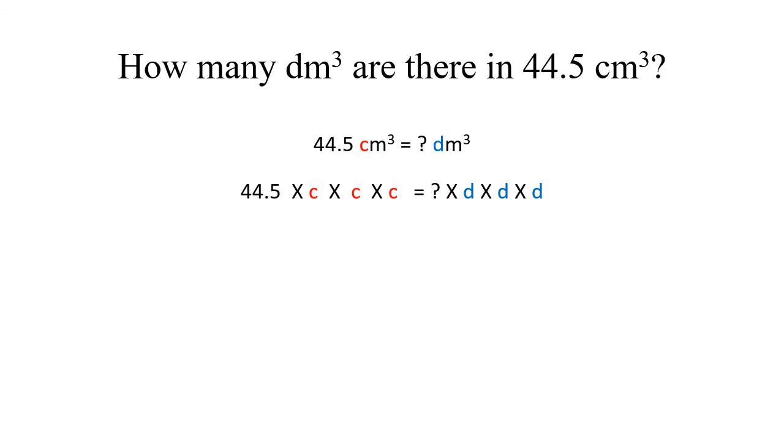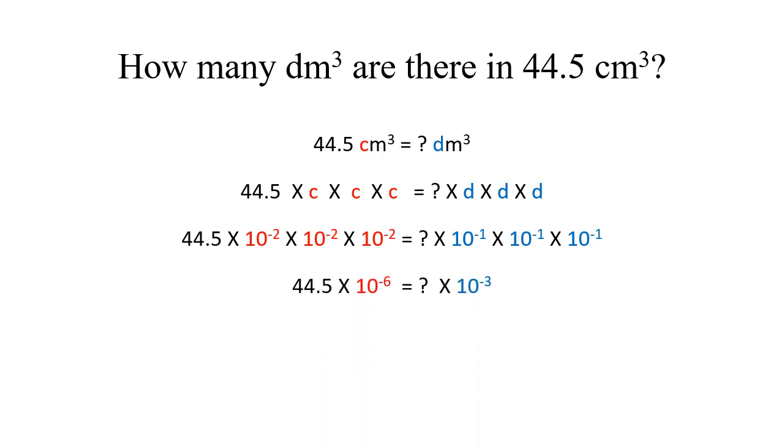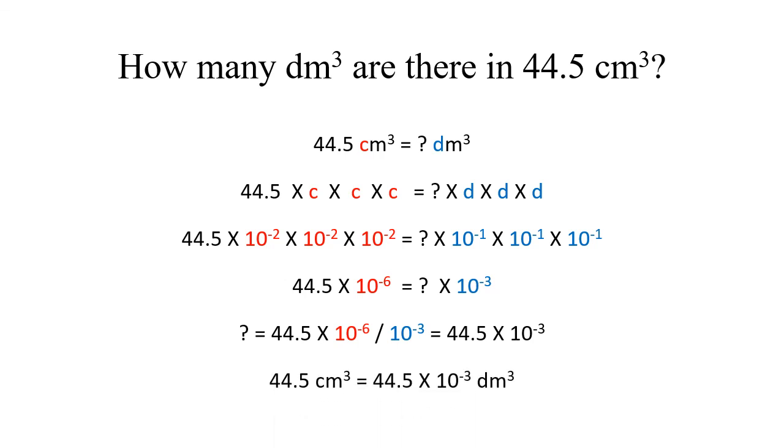As I said, don't worry about the meter. It doesn't have any value. Equal to the number in question multiplied by deci meter, deci multiplied by a deci multiplied by a deci. Substituting with numbers, this is what we get. And then after that, it is actually 44.5 multiplied by 10 to the power minus 6 equal to the number in question multiplied by 10 to the power minus 3, which gives you at the end the value 44.5 multiplied by 10 to the power minus 3. So the answer now is that 44.5 centimeters cubed is actually equal to 44.5 multiplied by 10 to the power minus 3 decimeter cubed.